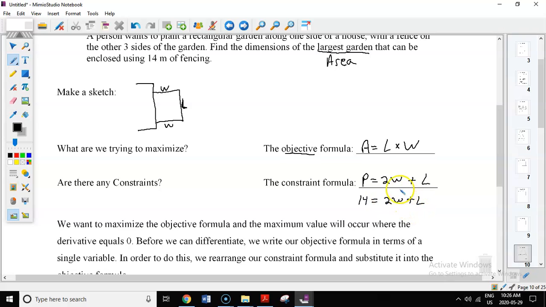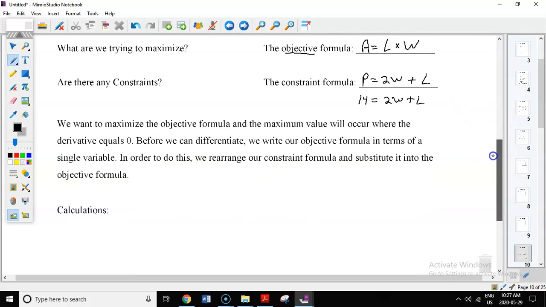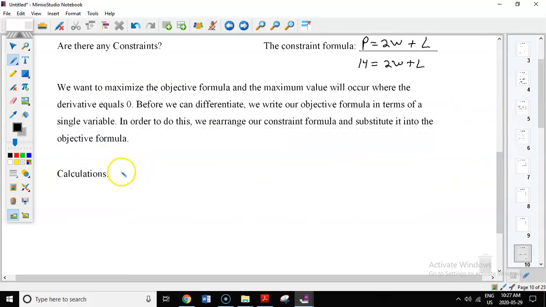So I can easily rearrange this one in terms of L. All I've got to do is get my 2W to the other side of the equal sign. And then I can swap out the L in the original. So what we're going to get our head around now, this unit with word problems, is we don't have to use x. We can differentiate with any variable. So if my constraint formula is written as 14 equals 2w plus L, then I know that 14 minus 2w equals L.